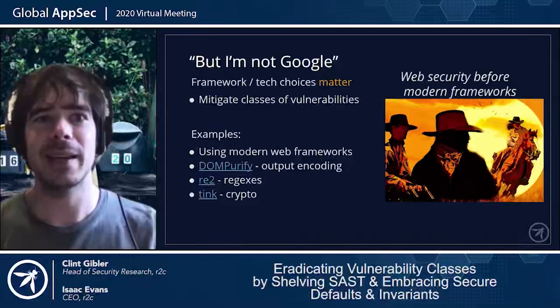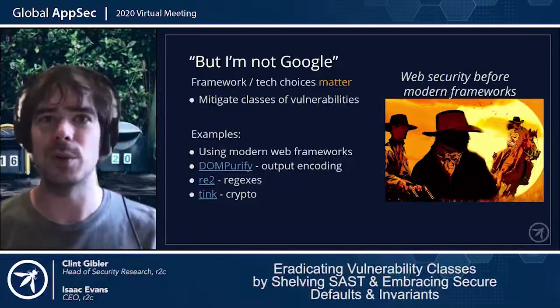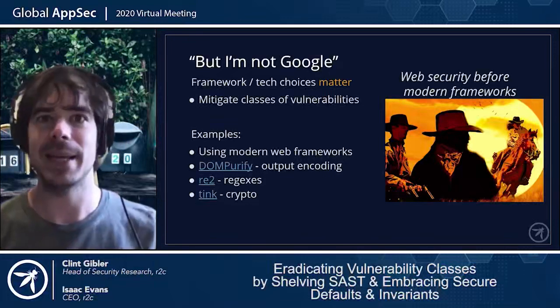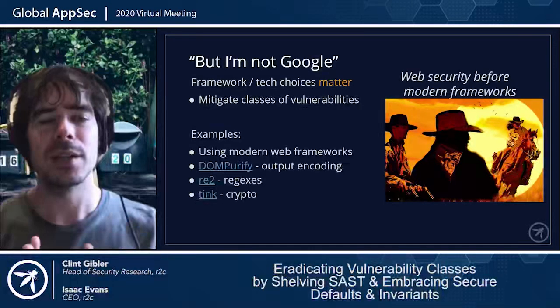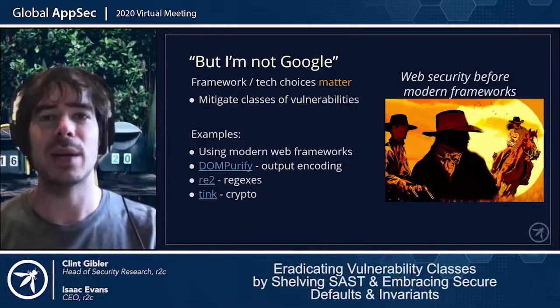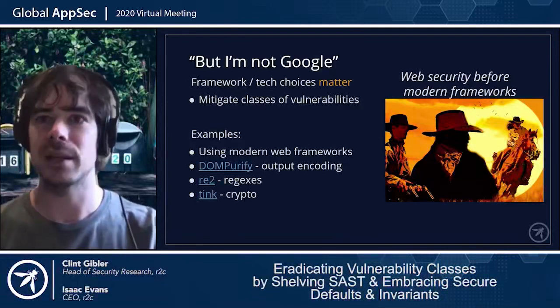Okay, so you might be thinking, this is great and all, but I'm not Google, I'm not Netflix, I'm not Facebook. But you don't actually need to be these companies to get this value. You can get a lot of the value by choosing modern web frameworks and well-supported libraries, which can in themselves just mitigate entire classes of vulnerabilities.